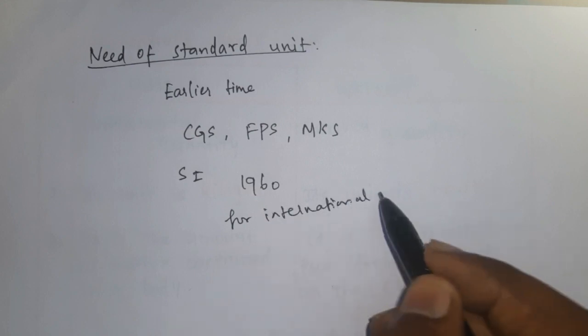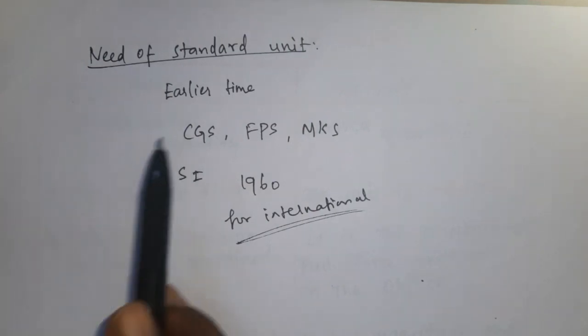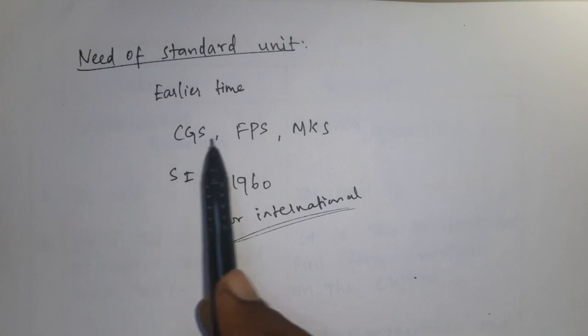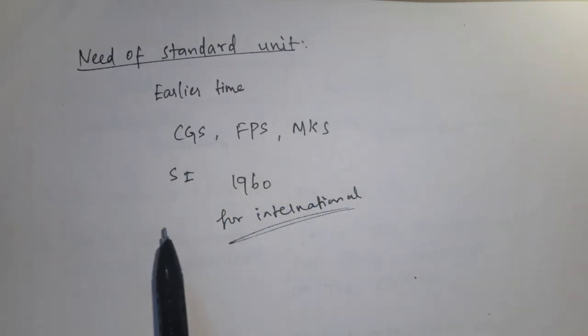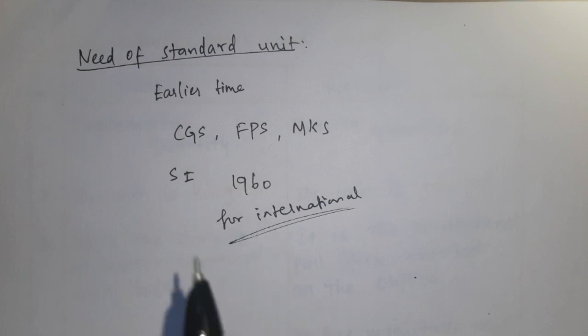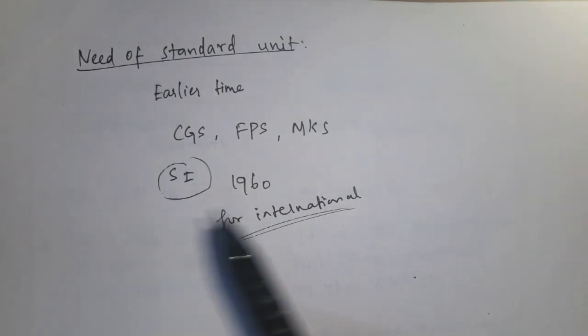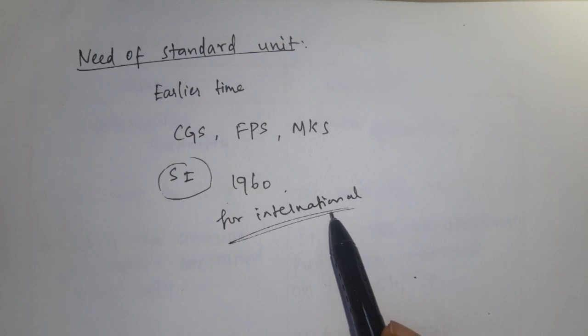So in the olden days, ancient times, people from different countries used different unit systems such as the CGS unit system, FPS unit system, MKS unit system. So there was a necessity to use a worldwide standard unit system of measurement, so the SI unit system was developed and recommended in 1960 for international usage.